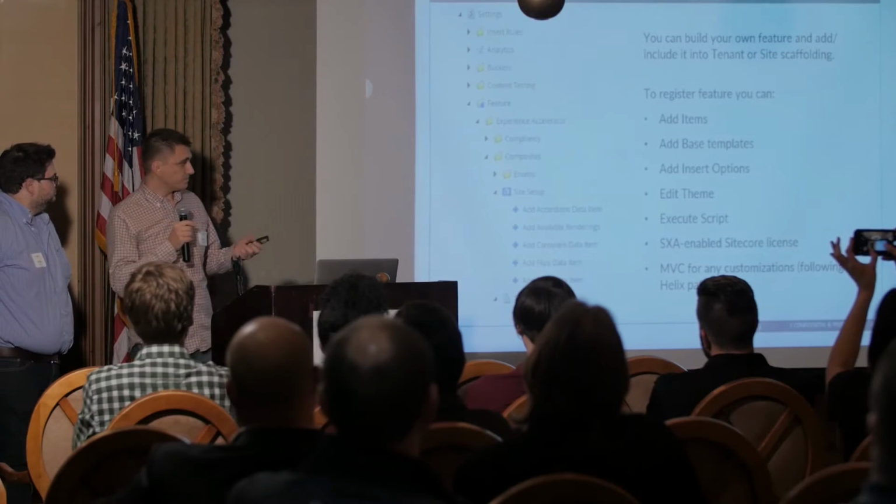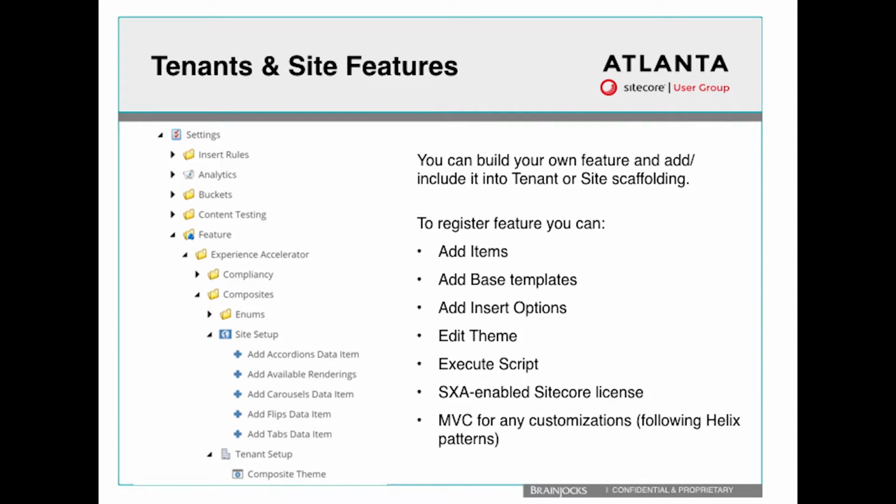So you can build a very unified experience where there is no difference between out-of-the-box features and your custom features. With features, you can add items, modify items that you have in Sitecore, edit a theme, and if this is not enough, you can execute scripts. You can have PowerShell scripts that will be executed as part of your feature scaffolding, and every site that uses your feature will get what you wrote in this PowerShell script.